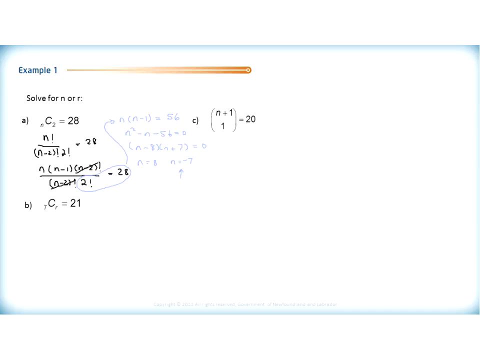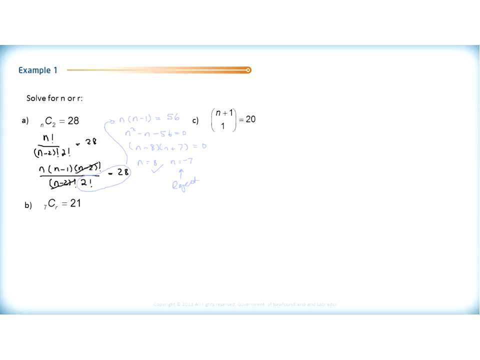N cannot be less than r. R is 2. So we have to reject this answer. The only correct solution is n is equal to 8. And you can double check that on your calculator if you wish. Do this C of 8 choose 2, and you should get an answer of 28. Let's have a look at B.